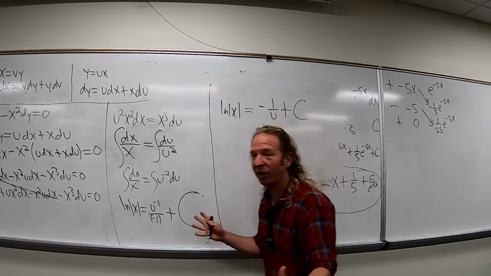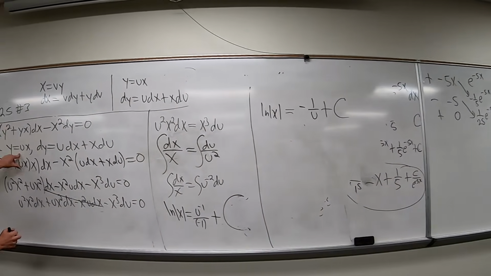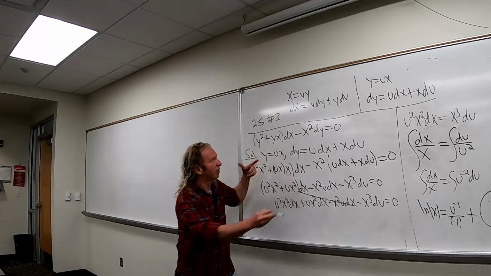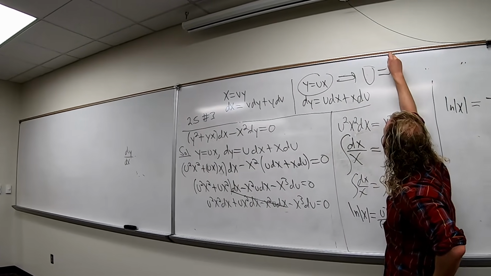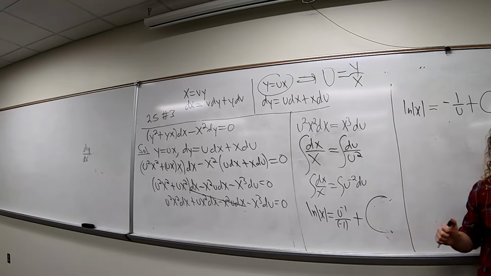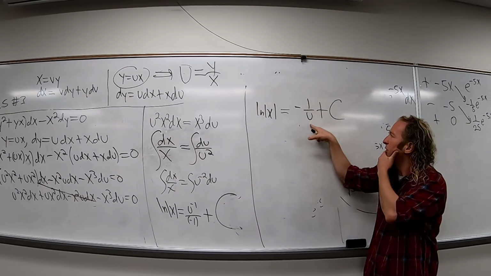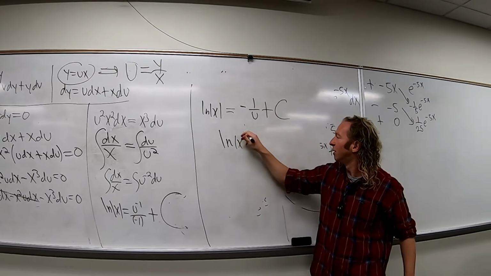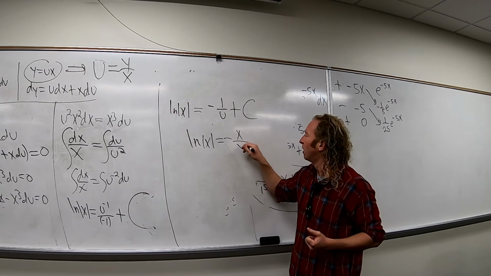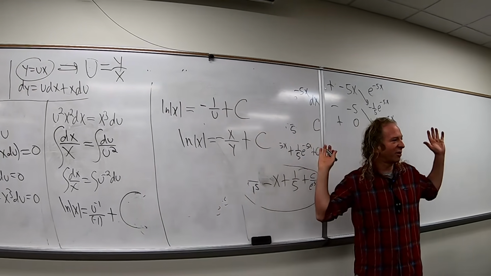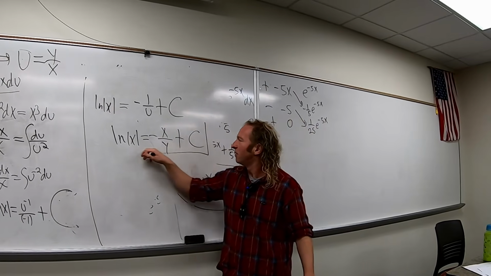We're almost done, right? u is somewhere. It's right here. y equals ux, right? So that means u is equal to y over x. So 1 over u is x over y, right? It's the reciprocal. Plus c, and then we don't have to worry about solving for y. So that's it.